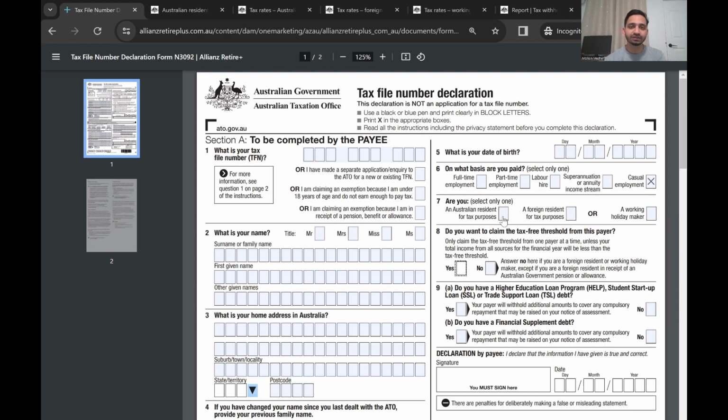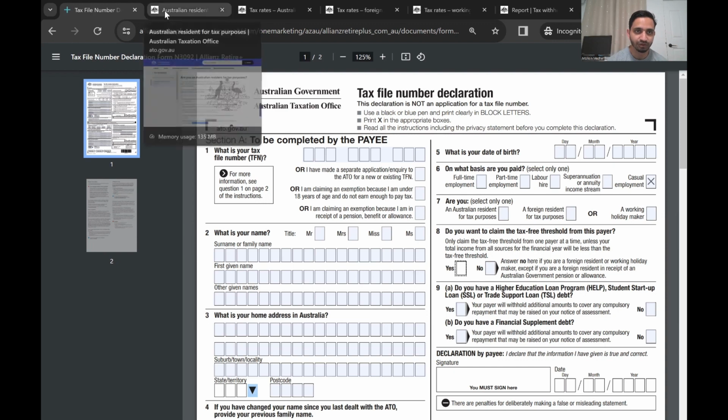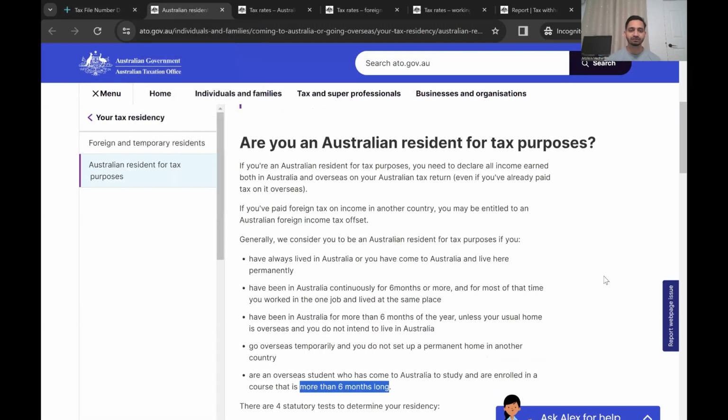Now, who is an Australian resident? A lot of people understand that an Australian resident is a permanent resident. That's not the case. So the first thing I want to focus on here is the Australian resident. If you read it here, it says generally we consider you to be an Australian resident for tax purposes if you have always lived in Australia, or you have come to Australia and live here permanently. Now, I have been in Australia continuously for more than 6 months. So if you've been here for more than 6 months, you're considered an Australian resident, okay?